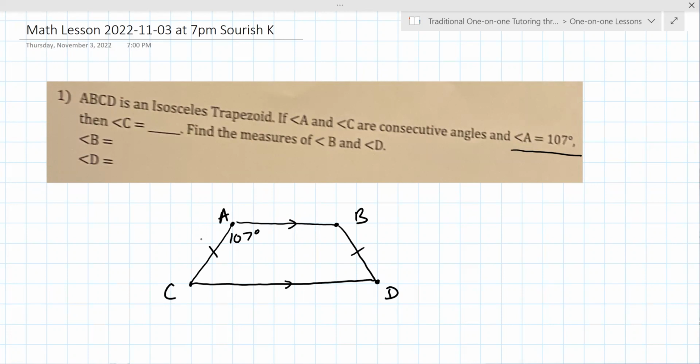So the measure of angle A is 107 degrees. We want the measure of angle C next. Should I write that trapezoid down? I would draw the trapezoid. Yeah, I would put that down.